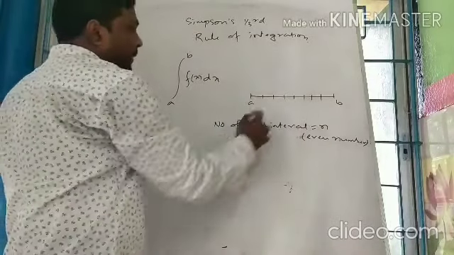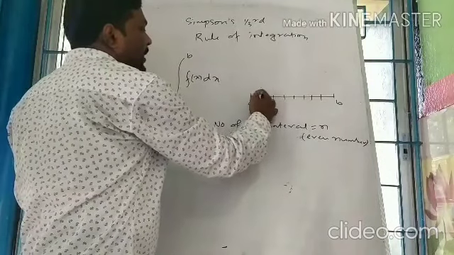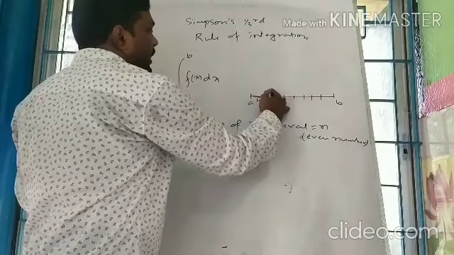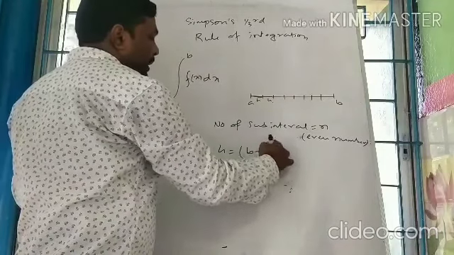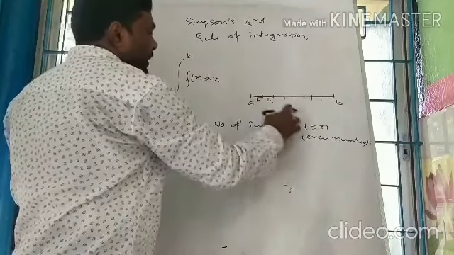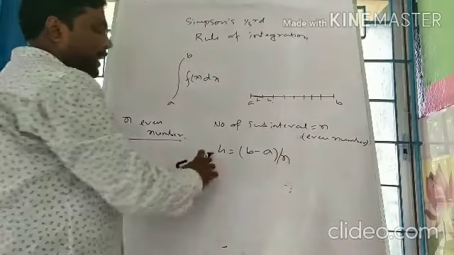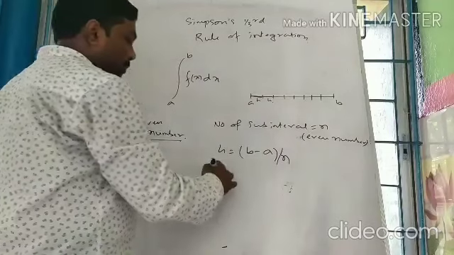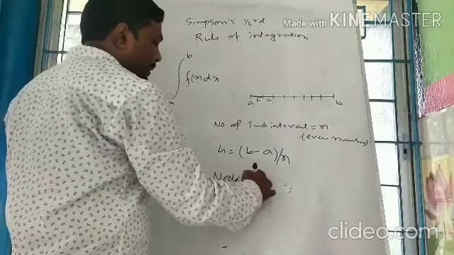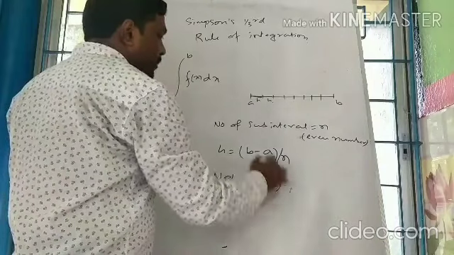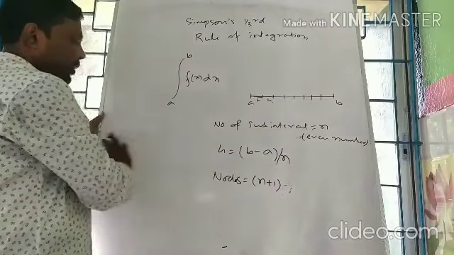Then the length of each subinterval is h, that is the step length. So the length of each subinterval h is the total length of the interval, b minus a, divided by the number of subintervals n. So h equals (b minus a) by n. Then the number of nodes is n plus 1. The number of subintervals is n, so the number of nodes is n plus 1.